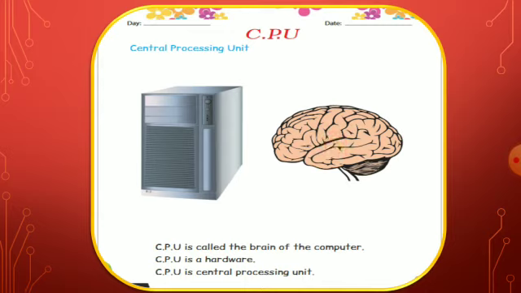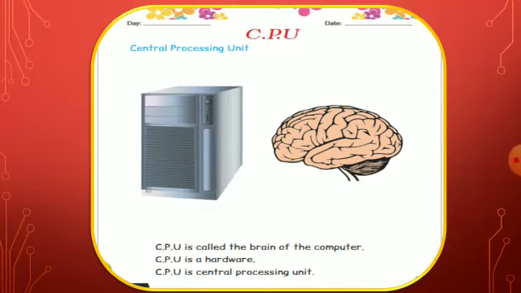Like we have a brain, and you little learners have a little brain in your minds. So you have a little brain to think of all the work that you want to do, and you plan everything. Similarly, CPU is making all the work easy for us and doing all the work for us. So CPU is the central processing unit, and it is called the brain of the computer.